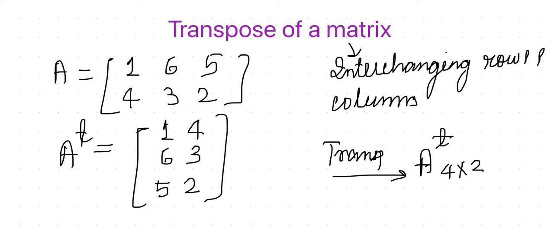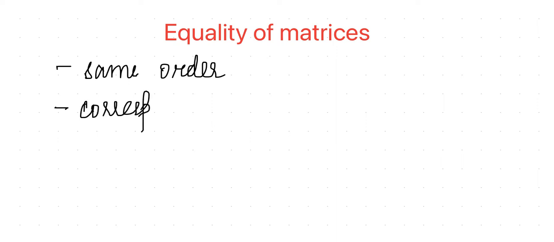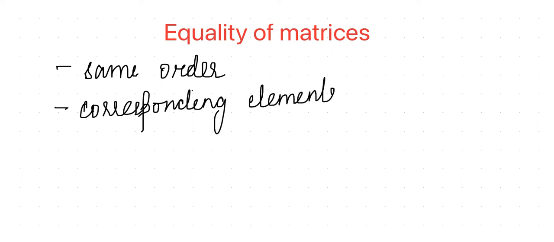Then we have one more thing, children, that says equality of a matrix. There are two conditions for equality, children. First of all, both the matrices should have the same order. When you talk about equality of matrices, it is quite understood that there are two matrices. So what does it mean? First of all, they should have the same order, and second, the corresponding elements should also be the same. Okay, so the corresponding elements are equal, or else you can say they are the same.